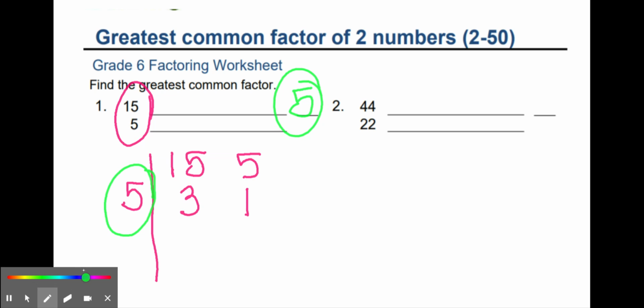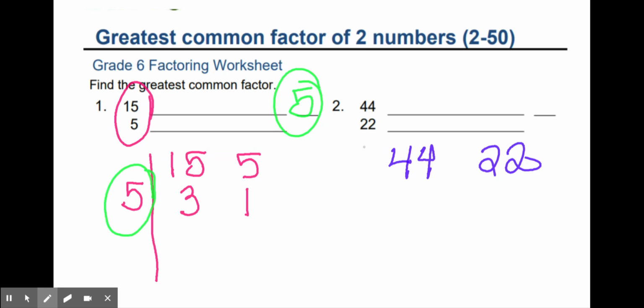Okay, let's look at the next pair here. We have 44 and 22. So we're going to find the largest number that goes into 44 and 22. Well, they're both even, so I'm going to just start at 2. You can start at any number. If you know of another number that goes in, you can do that. There's more than one. So 44 divided by 2 is 22. That's half of 44. And 22 divided by 2 is 11.